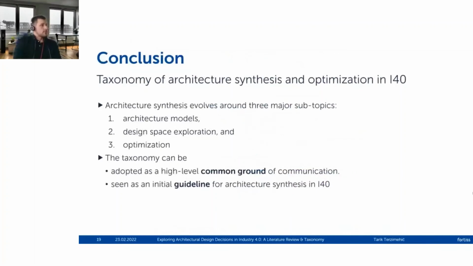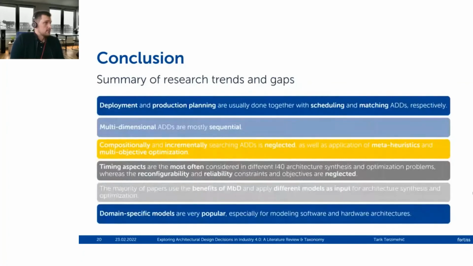Just to sum up, this taxonomy of architectural synthesis revolves around three major subtopics, as I already mentioned: architectural models, design space exploration including design decisions, and optimization tools that we can use to perform this. We think the taxonomy we developed can be used as a high-level common ground for communication, but also as an initial guideline to find appropriate approaches, to compare possibilities, and to position one's own research work. The last slide is about research trends and gaps, which I will not go through once again because I just spoke about that.